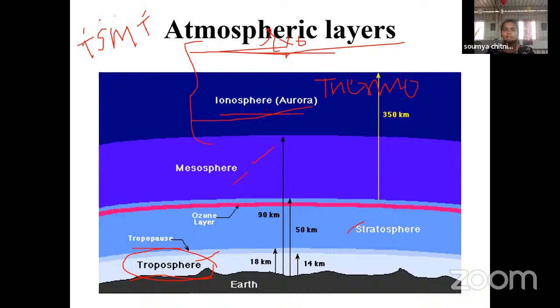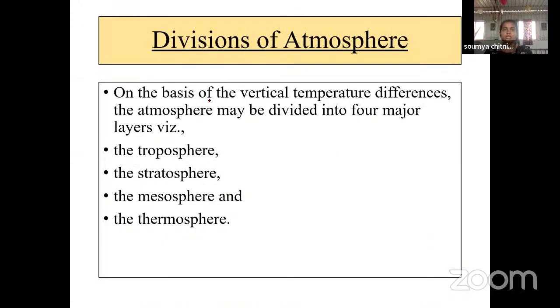Okay, so why this ionosphere? You must have read somewhere that they help in radio communication and all. That is right. And this exosphere, it includes hydrogen and helium as a part of its gases. So this division is mainly on the basis of vertical temperature, right?